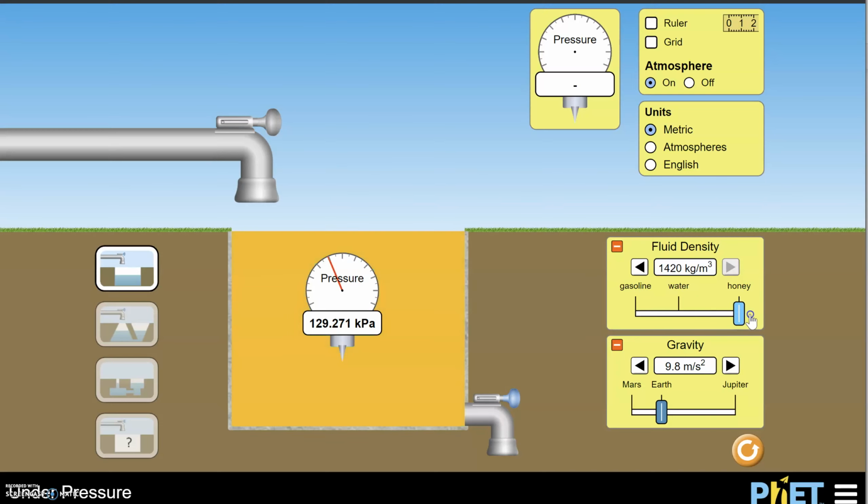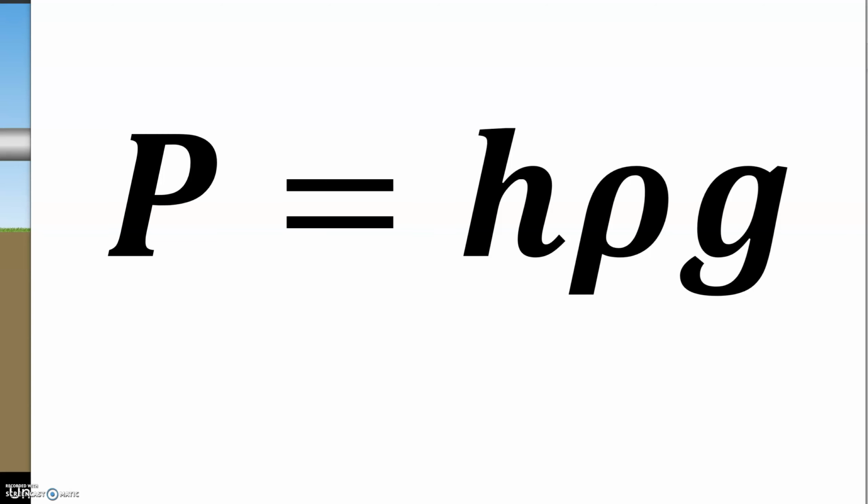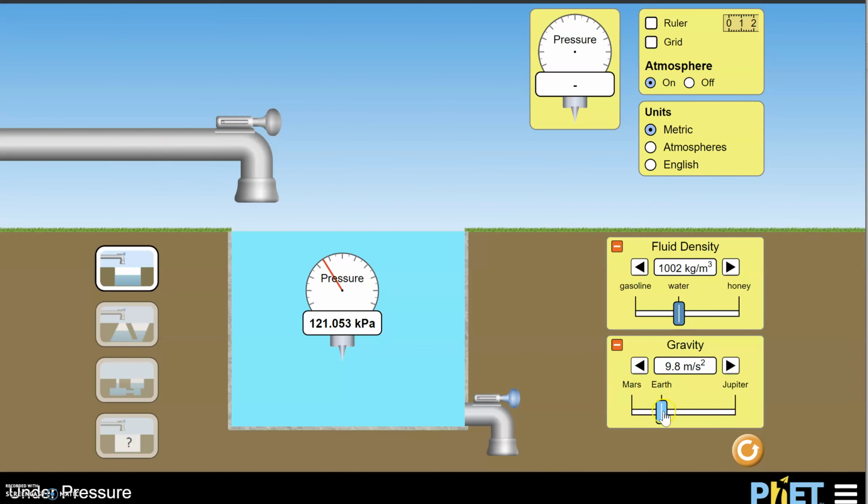So you can see there's an obvious increase in density, and look at that. The pressure of the gauge also increases. And if we decrease it down to gasoline, the pressure also decreases. Now let's bring it back to water. Now let's have a look at gravitational acceleration. Same story. As this increases, your pressure would most likely increase. Let's see whether that's true.